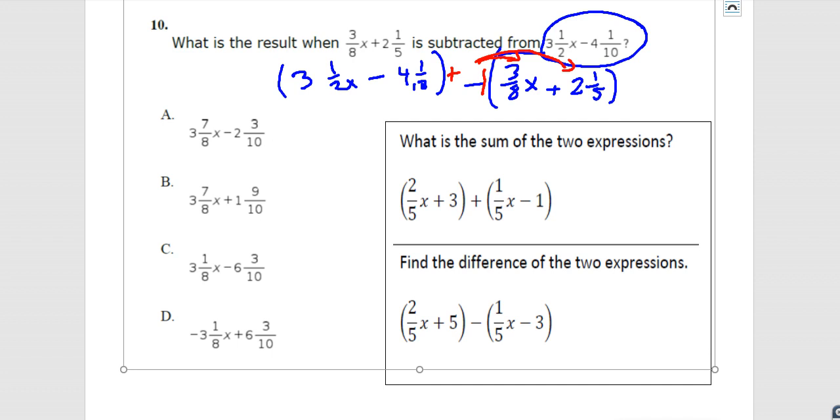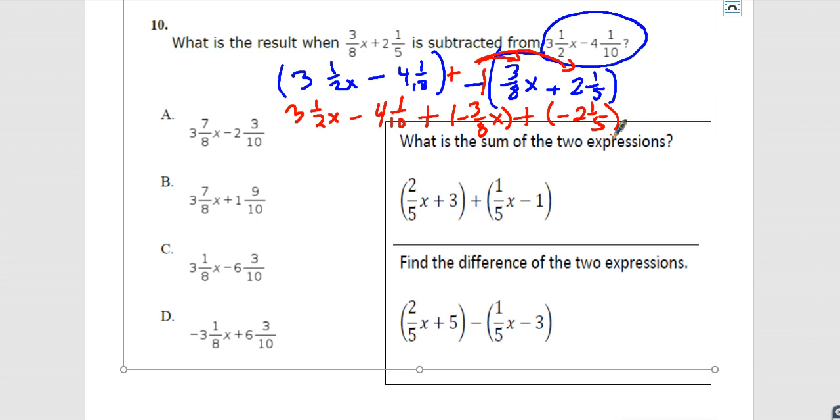So that would be 3.5 x minus 4 1/10 plus negative 3/8 x plus negative 2 1/5.